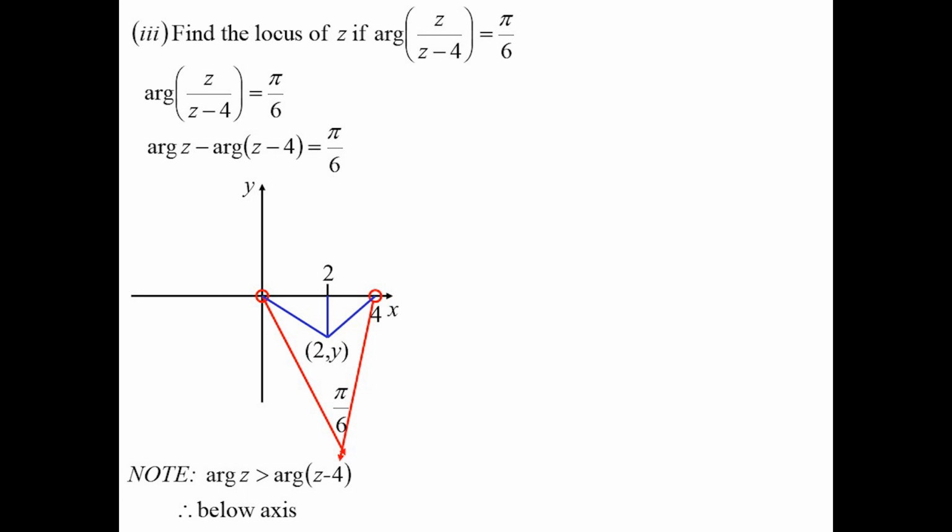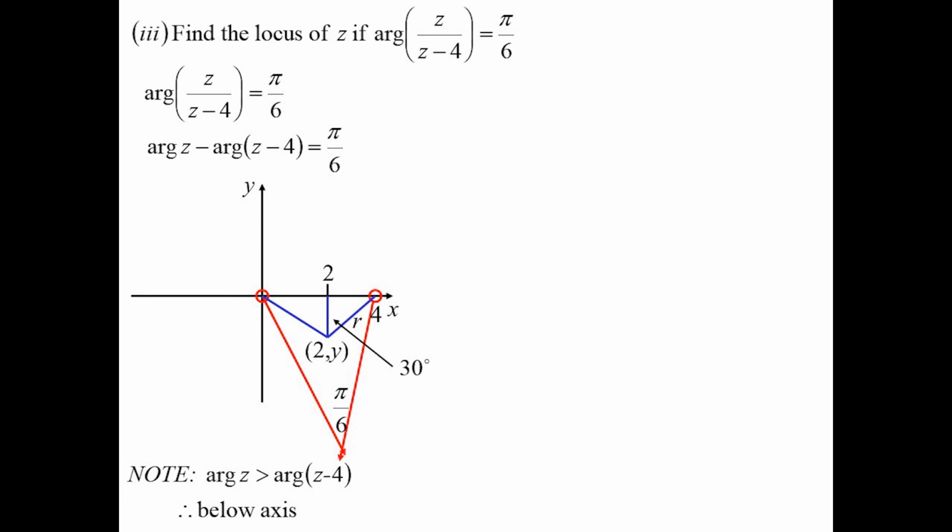Well, the radius I can work out as well, because if 2, y is the centre, then the radius must be the distance to the point there. So once I've worked out where the centre is, I can work out the radius. But then we remember another geometry theorem: the angle at the centre is twice the angle at the circumference standing on the same arc. So this whole angle at the centre will be twice the pi on 6. Pi on 6 is 30 degrees, so the angle at the centre is 60 degrees. So in this little right angle triangle, it must be half of that, 30 degrees.